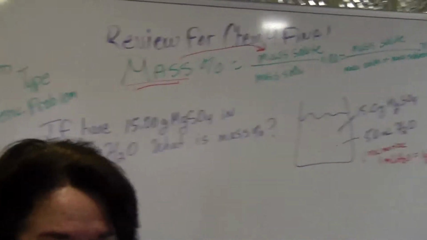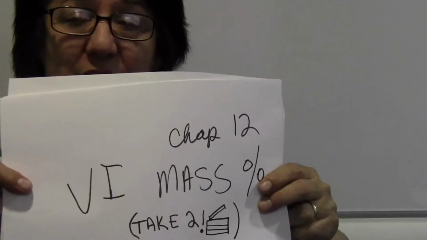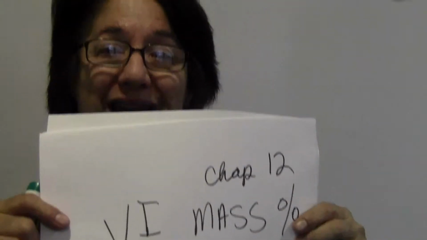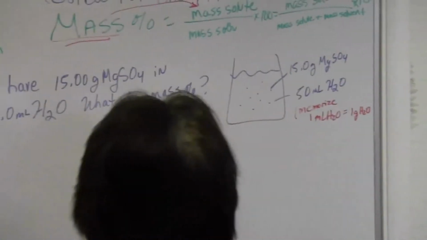We're up to section 6. We're on our third and final type of concentration. We had molarity, we had molality, and now we have mass percent. This is our Chem 4 final review.